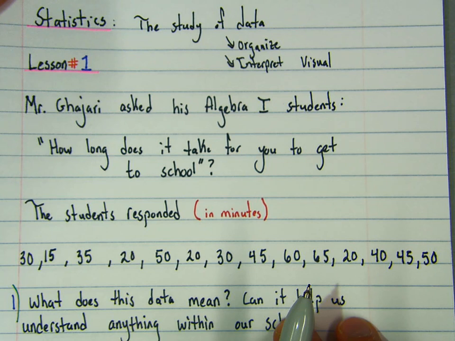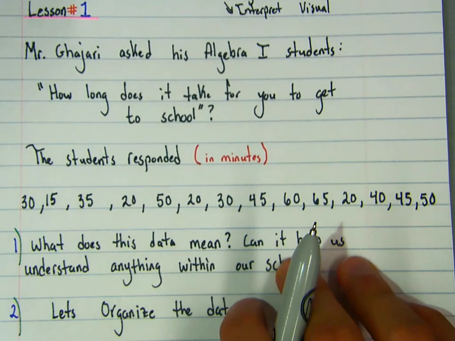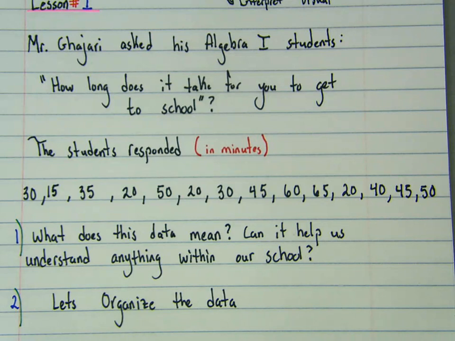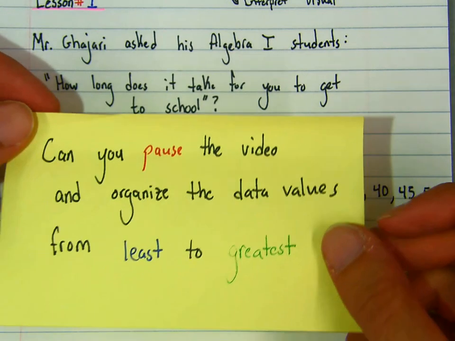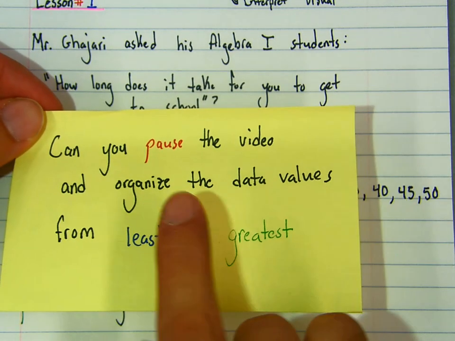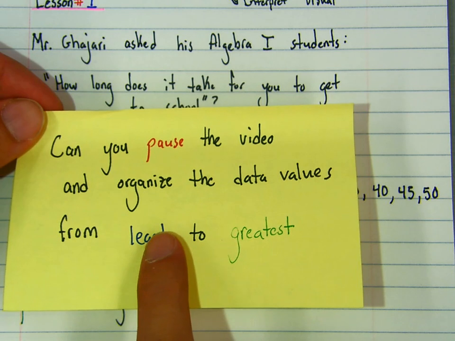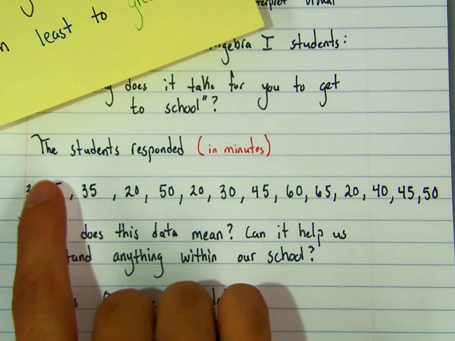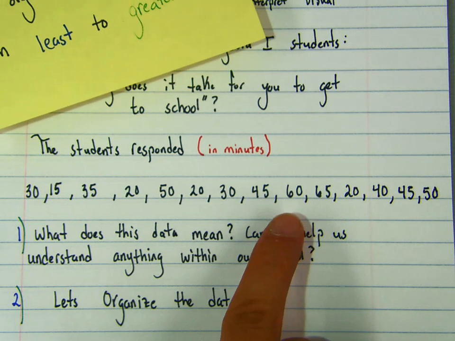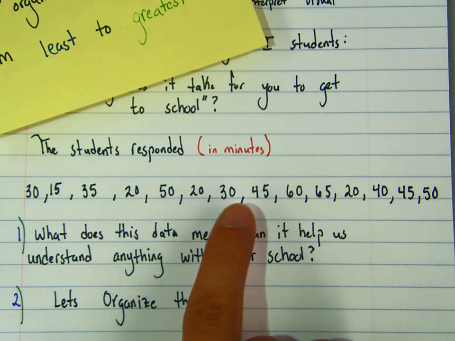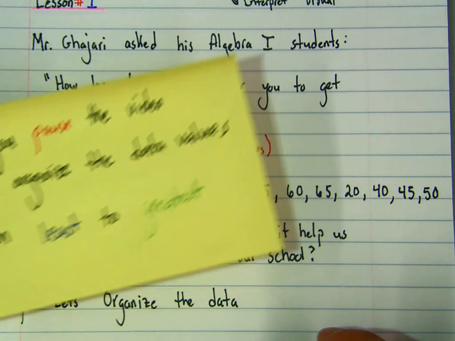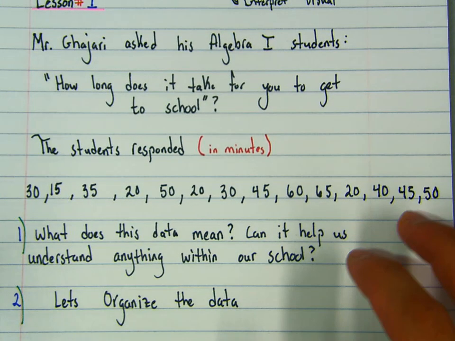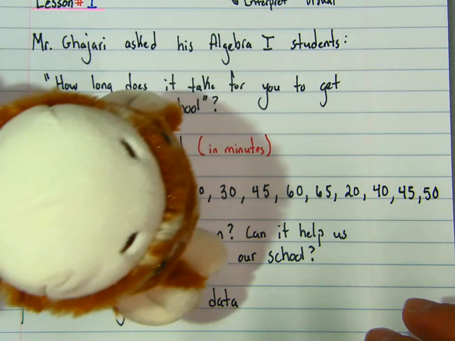And then for the second part over here, once you're done copying it down, let's take a second to organize the data. You could pause the video again, and what I'd like you to do is organize the data values from least to greatest. Because right now, when I'm taking a look at these data values in these minutes, it feels like it's all over the place. It would be really nice if it was in order from least to greatest. So take your time and do that, while Mr. Giraffe and I just hang out.